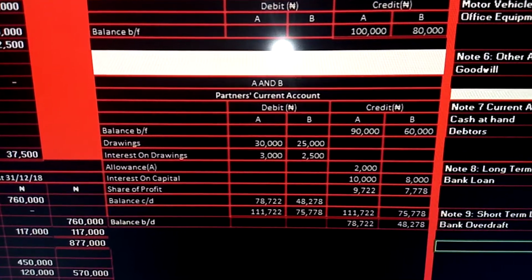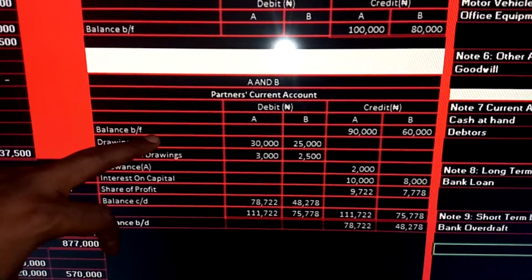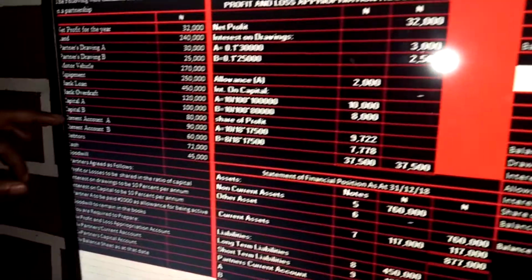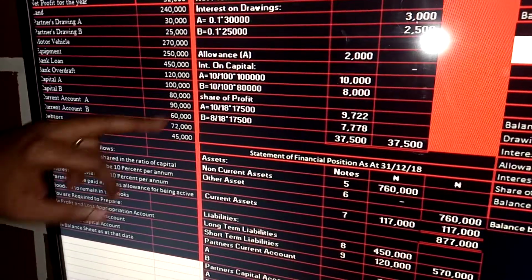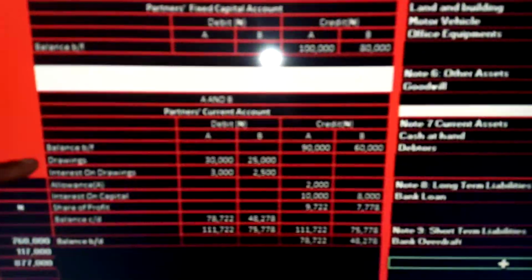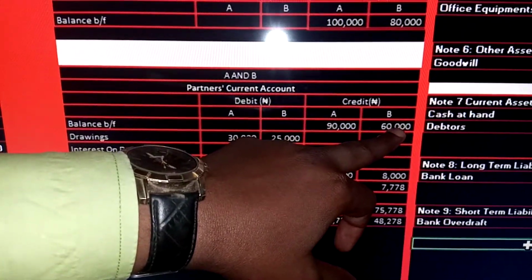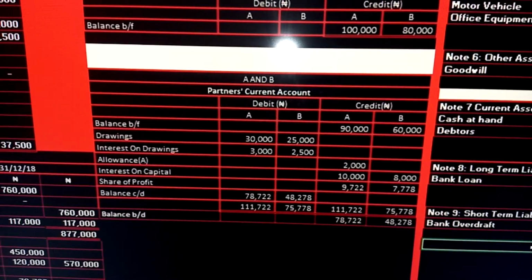Okay. So we have balance brought forward. What is the current account balance in the question? We have current account for A, 90,000, and current account for B, 60,000. So that's what you have here. Balance brought forward: A, 90,000, B, 60,000.